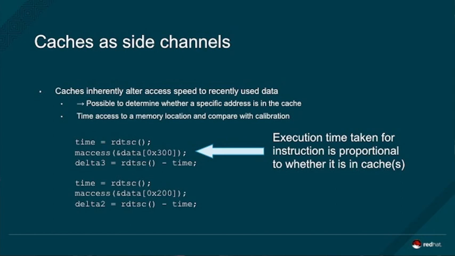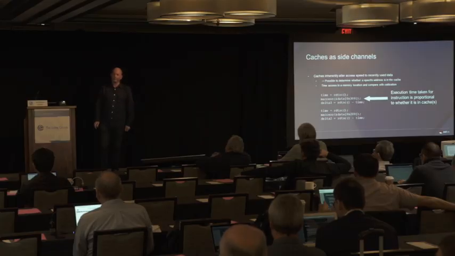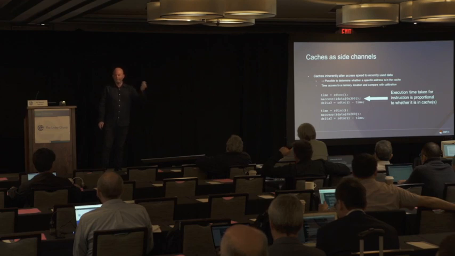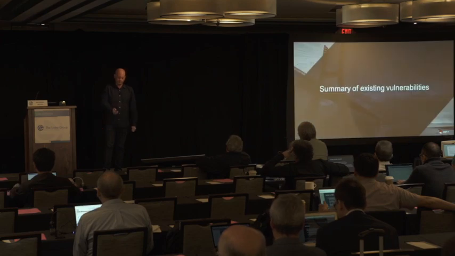So, caches as side channels. Well, computer caches exist because we're trying to speed up accesses to memory, right? We have small amounts of memory on our processor. They're storing recently used data, and so the presence of a value in the cache will alter the access time to access a particular memory value, right? If it's in the cache, it will be faster to access it than if it's not in the cache. So what I can do is use a high-precision timer. I can measure the current time, perform an access, measure the time again, and compare it to a calibration to work out whether that data is present in the cache.